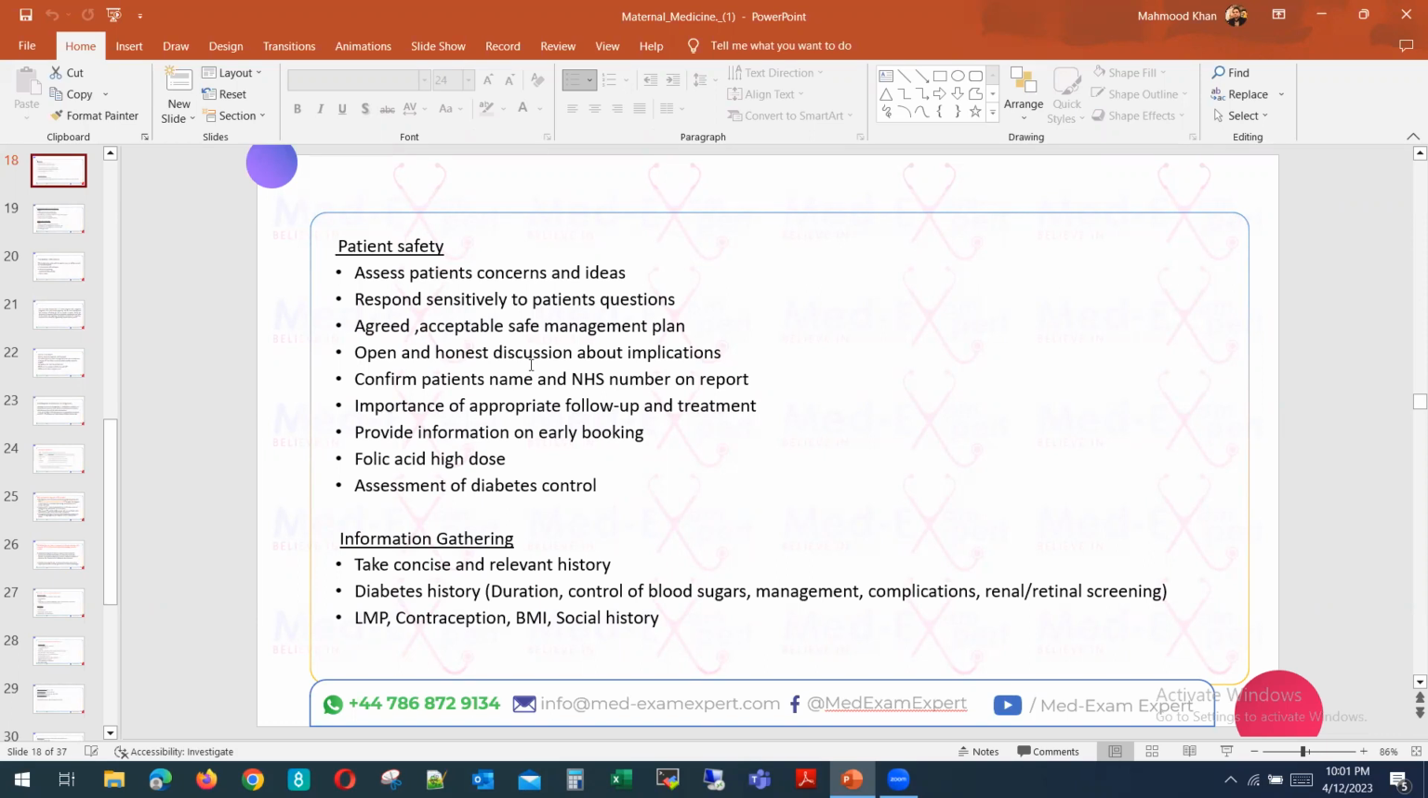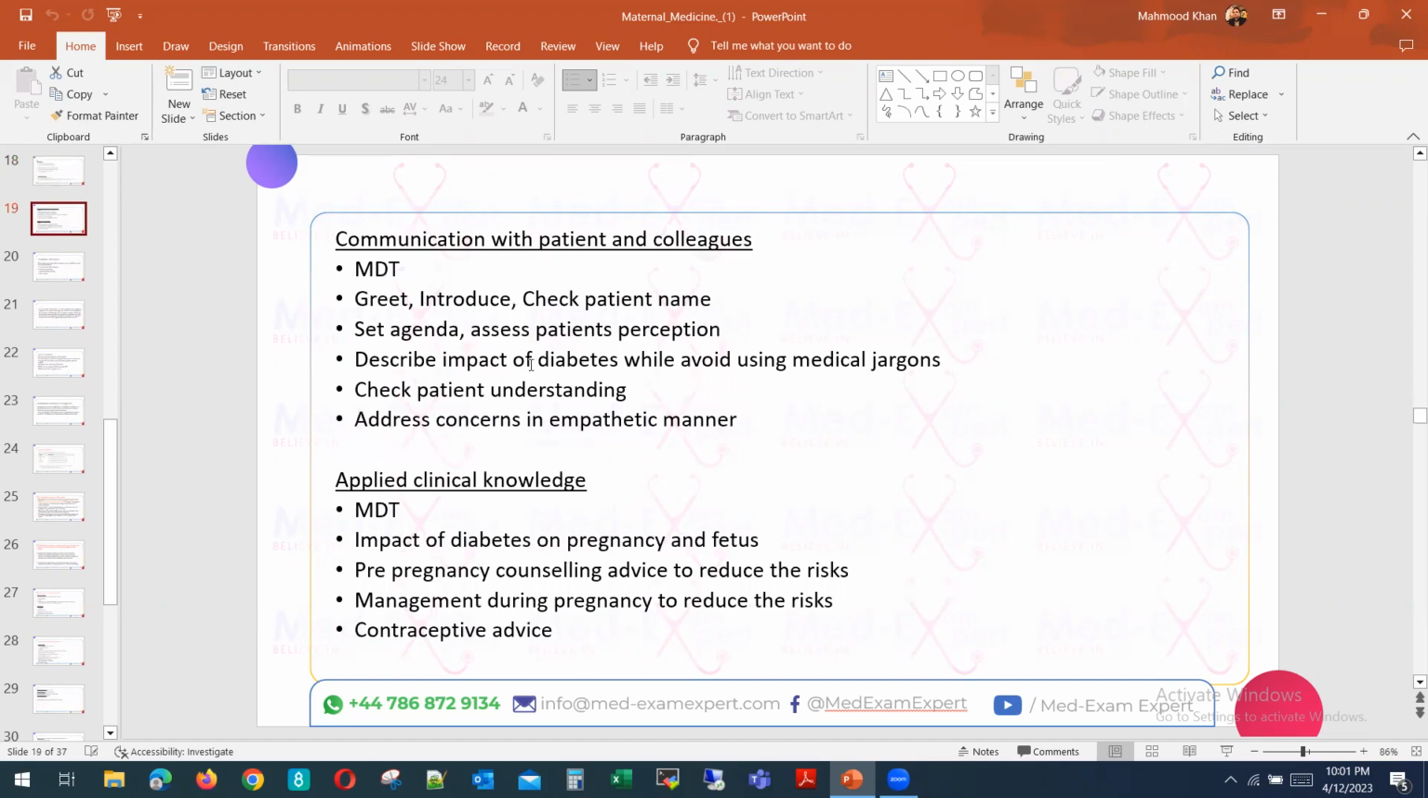So then communication with the patients and colleagues. The communication with colleagues domain is very, very important. All you have to say is the team of doctors and name the team of doctors. And then you will be ticked for the communication with colleagues domain. So very important to not miss it and incorporate it in your discussion.